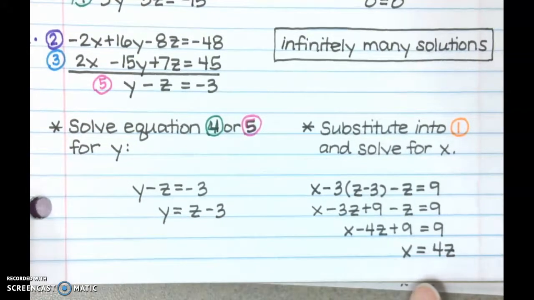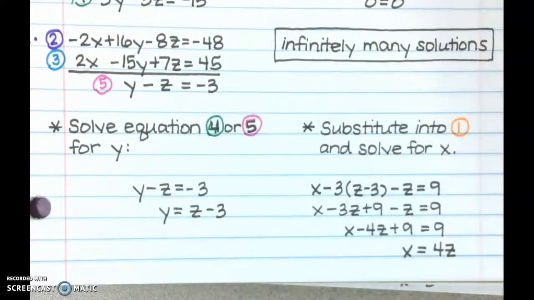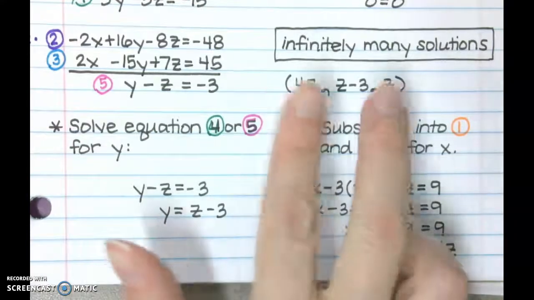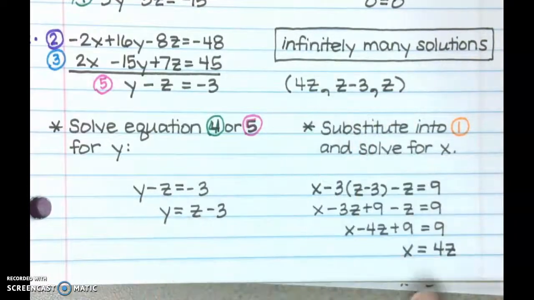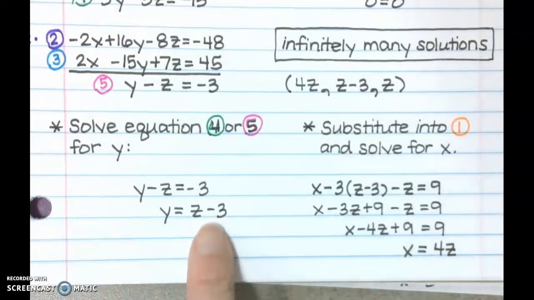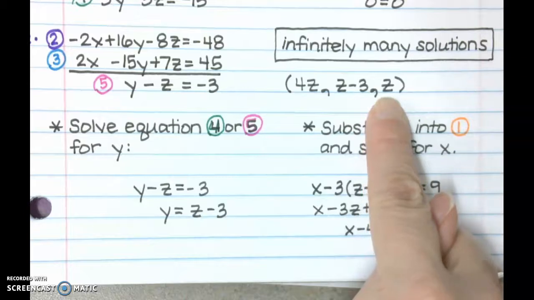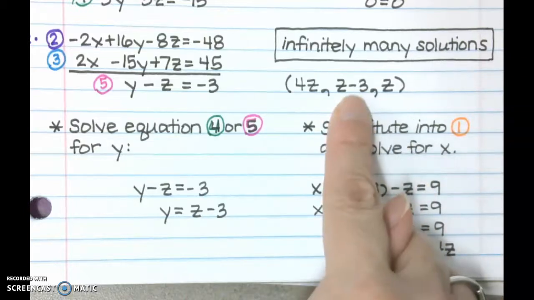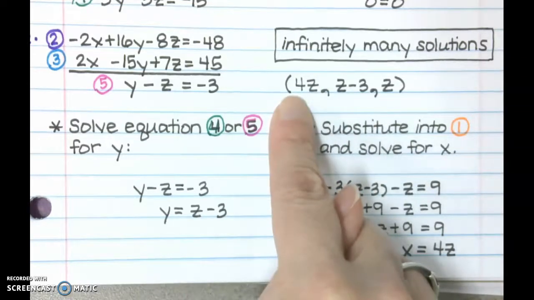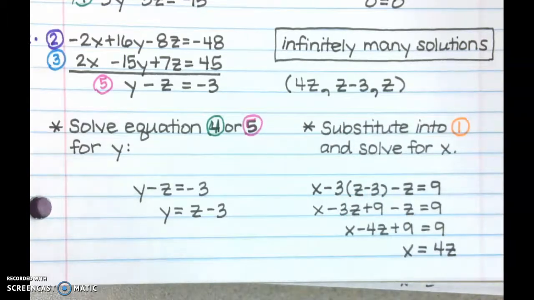So what we're going to do is describe these infinitely many solutions in terms of the variable z. So in this case, my ordered triple looks like this. x is the same thing as 4 times z, y is the same thing as z minus 3, and then I have my z variable. So whatever value I choose for z, I could find what y and x would be also in any solution that will satisfy all three of the equations in my system.